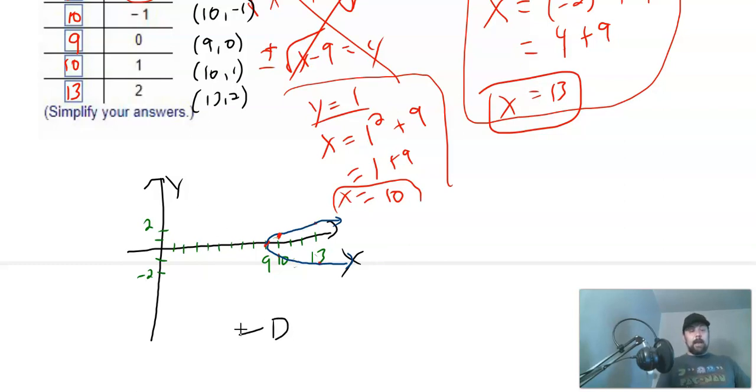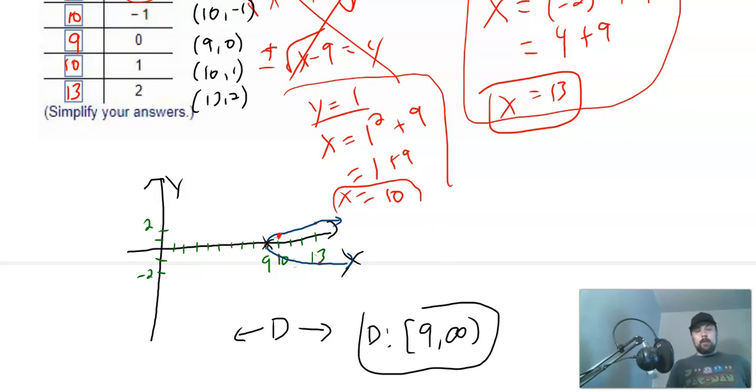Okay, now domain and range. To find the domain, we ask ourselves, how far to the left does the graph go? How far to the right? The furthest to the left the graph goes is this point here, which is 9. That's the lowest x coordinate that you can have in this graph. So that's the lowest value x can equal. So that'll go first. How far to the right? Well, it goes forever to the right, so infinity. And that's my domain.